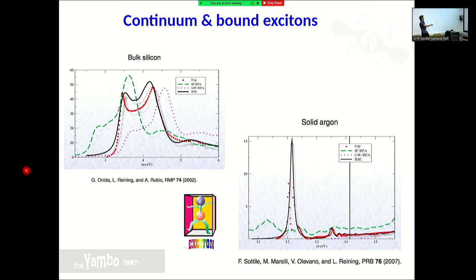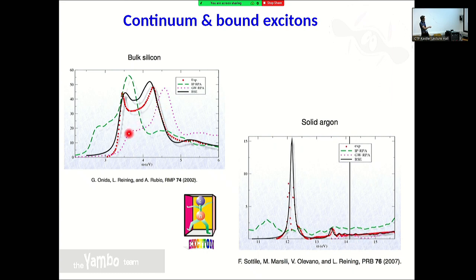This is the independent particle part. Let me remind you: you do DFT, and you get this spectrum, Kohn-Sham energy differences. Then you do the quasi-particle corrections, so you open the gap and shift the spectrum. You get this dashed line. And then you do BSE.